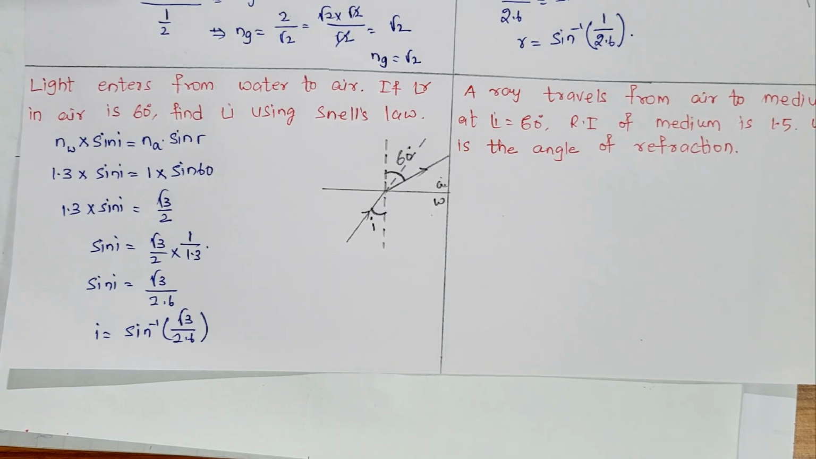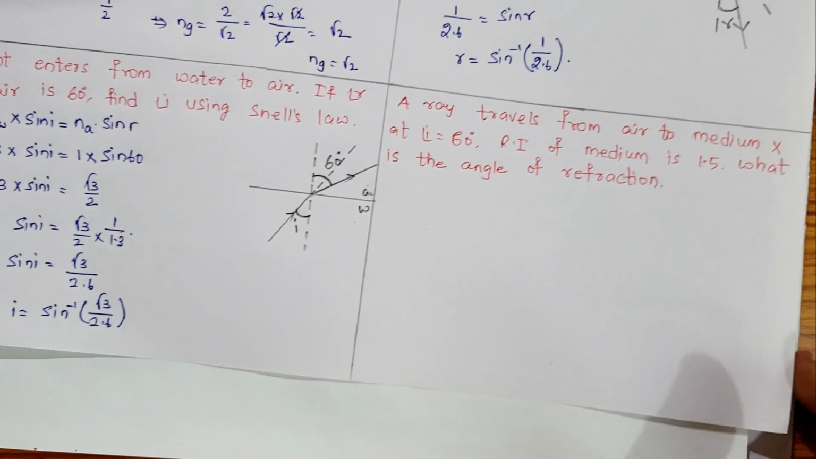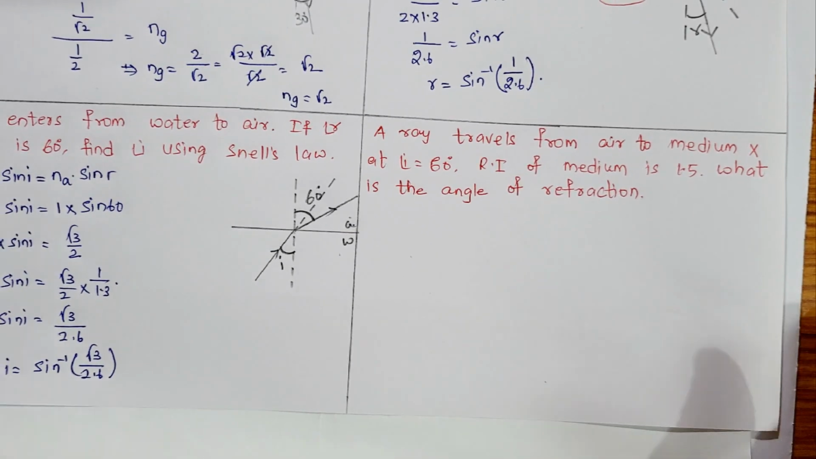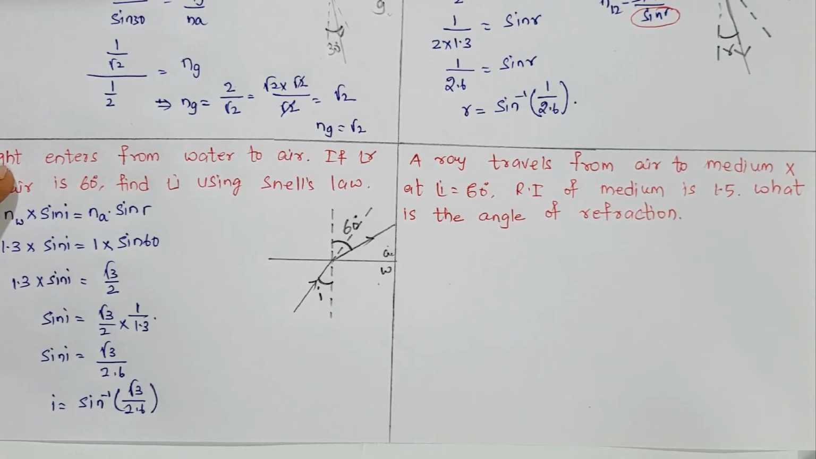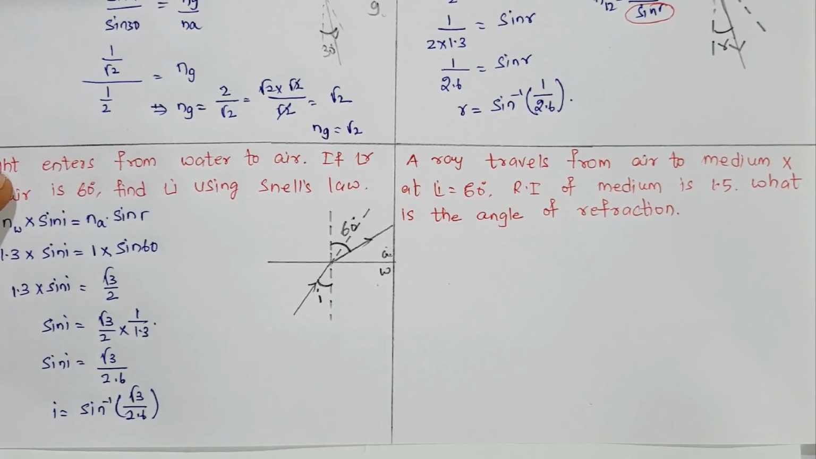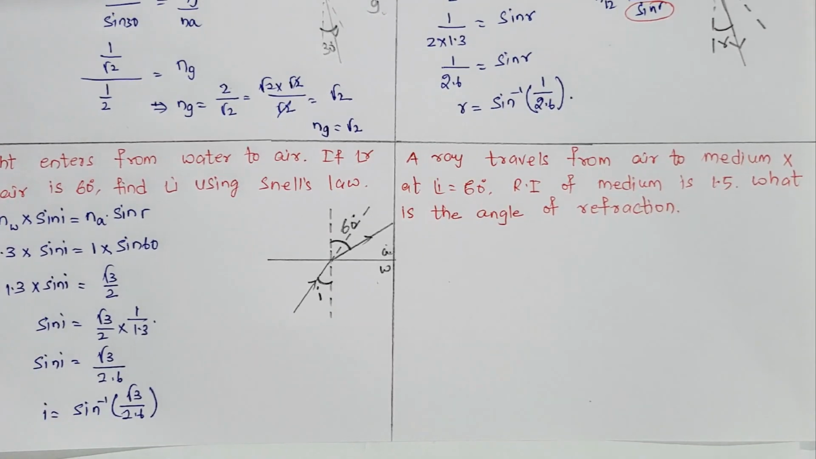Now the last question for today's class. A ray travels from medium air to medium X. Angle of incidence is 60 degrees. Refractive index for the medium is 1.5. What is the angle of refraction? See what they asked, no? They asked us to find the angle of refraction.